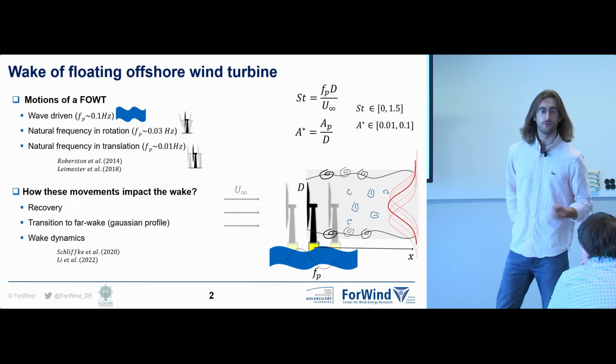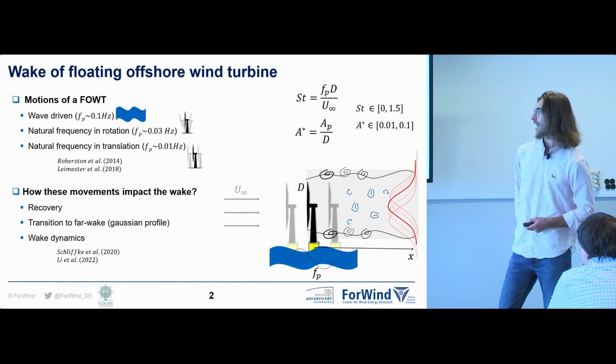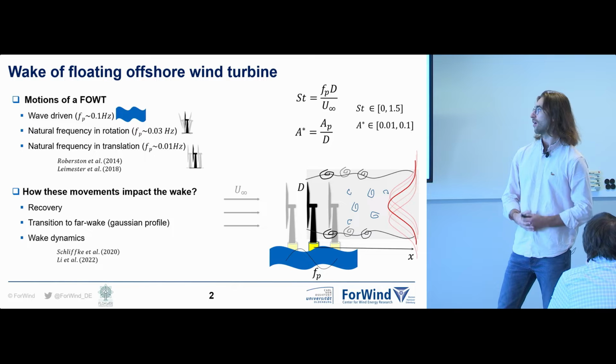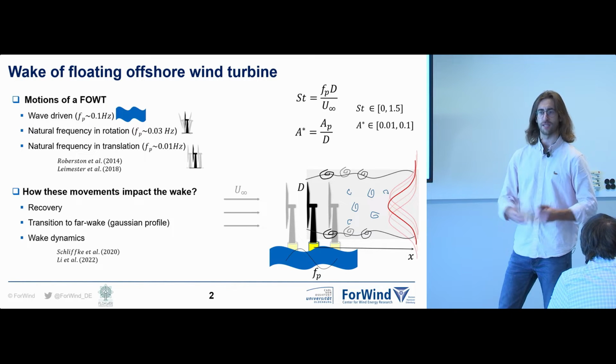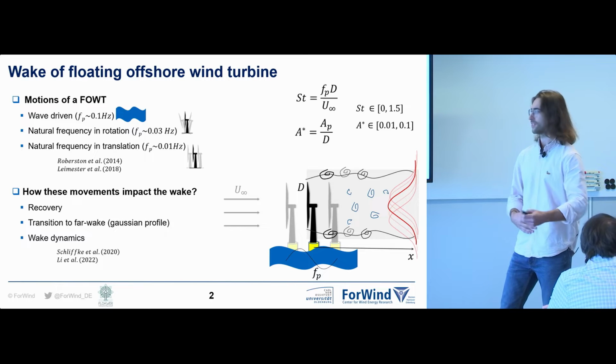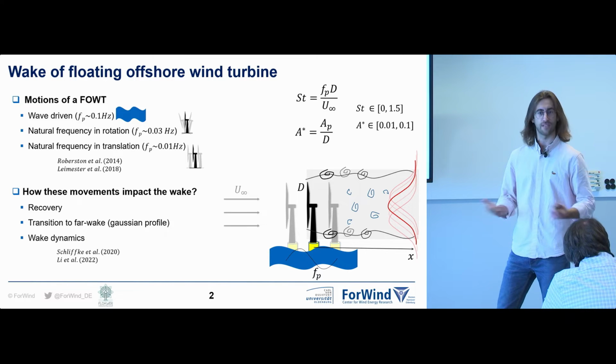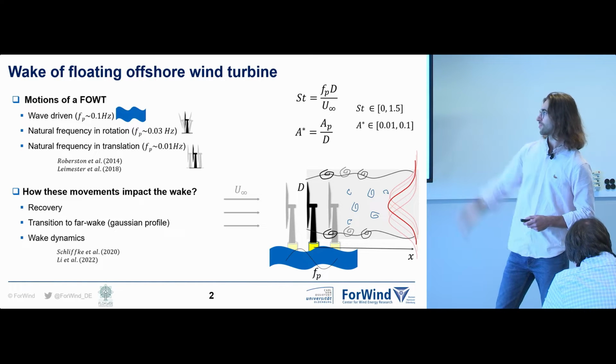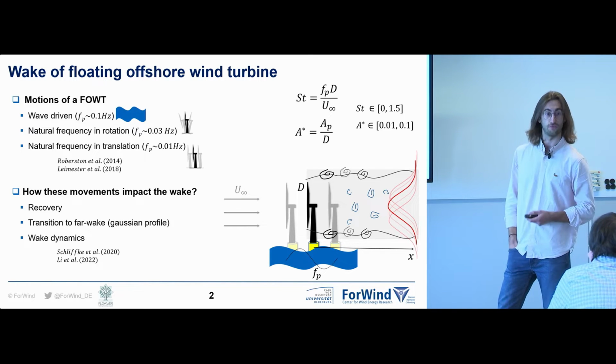Compared to a conventional wind turbine, a fixed wind turbine, a floating turbine is able to move. It has 6 additional degrees of freedom, three translations and three rotations. And it's kind of a complex system because it's driven by waves, it's driven by wind, and depending on the type of platform, it will move in a different way. Here, I just recall some order of magnitude of the motion of a floating turbine.